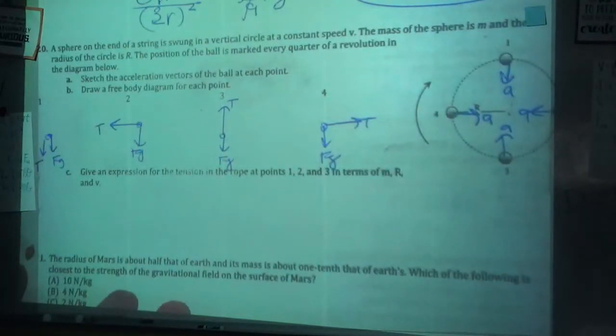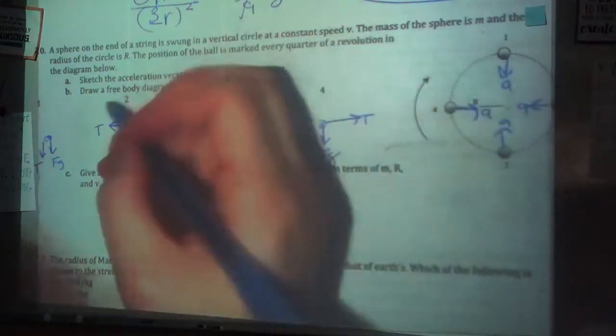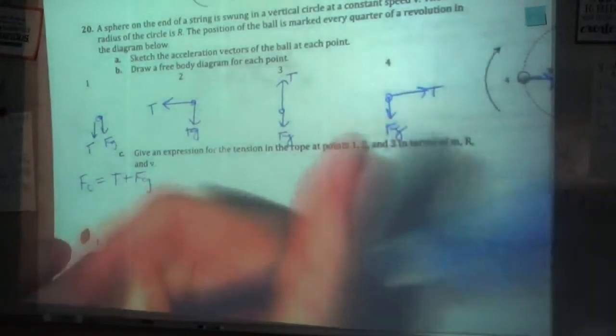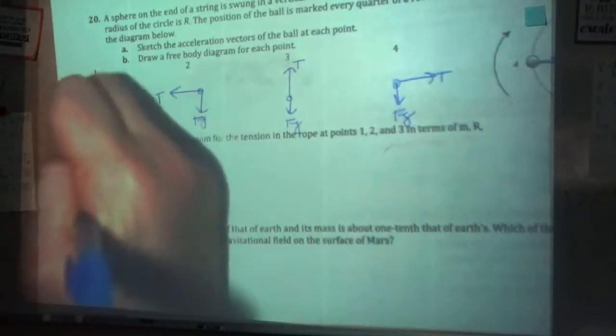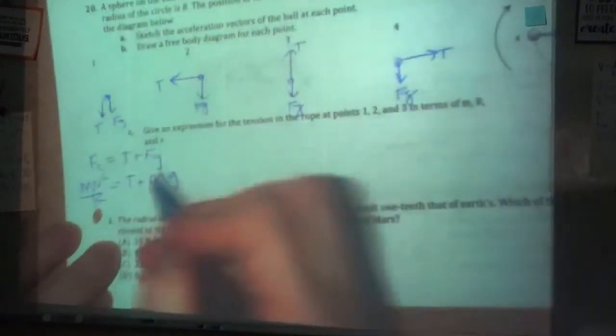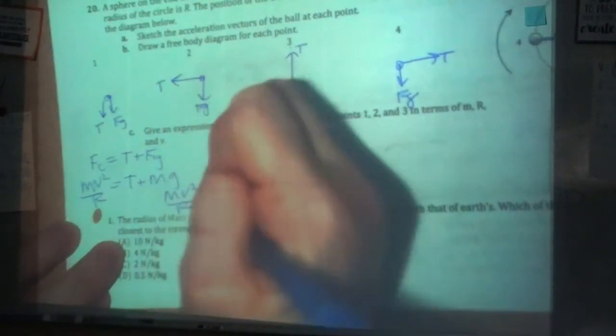Give an expression for the tension in the rope at 1, 2, and 3. So at 1, your centripetal force is the two of these together. Remember, centripetal force is like your net force. It's just specifically the net force for something going in a circle. So your tension plus mass times gravity equals mv squared over r. To get tension by itself, you subtract over. So mv squared over r minus mg gives me the tension.